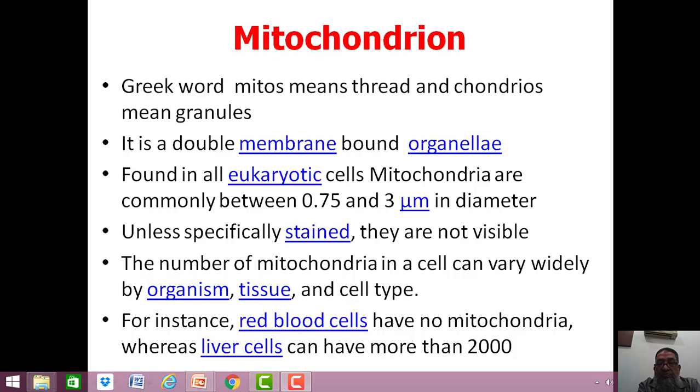The number of mitochondria varies from cell to cell. Those organs and tissues which require more energy to perform their function will have more of them. For example, in the red blood cell there is no mitochondria, but the liver cell and muscle cell are rich in mitochondria because of their utility in those tissues.